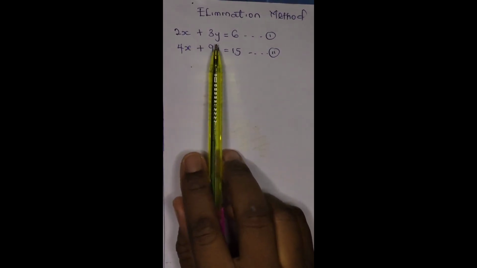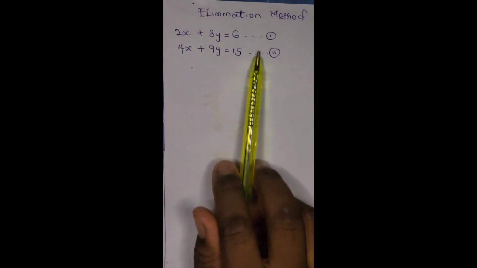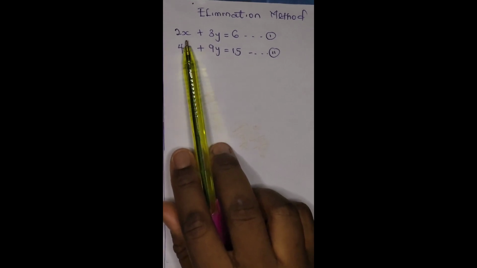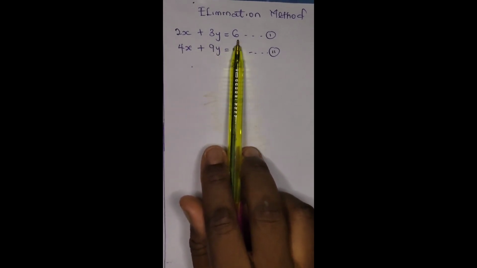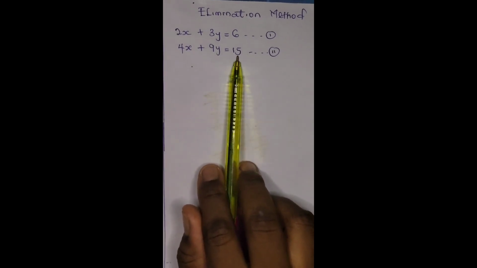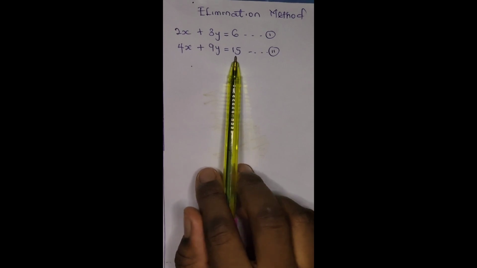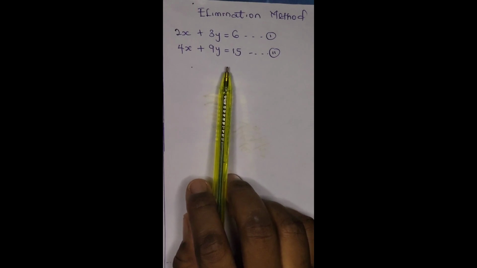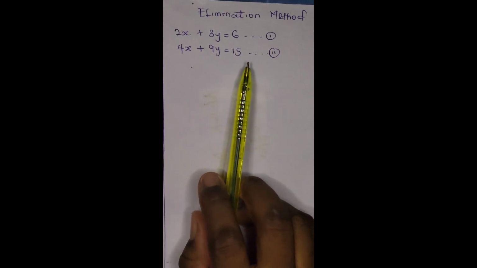So we want to use the elimination method to solve this particular system of linear equations. We have the first equation as 2x plus 3y equal to 6, and the next one 4x plus 9y equal to 15.